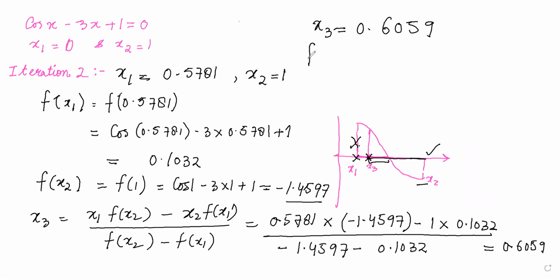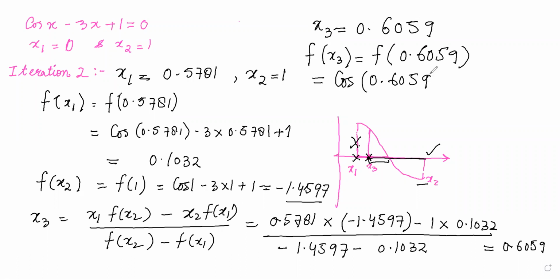Now let's see what f of x3 is. Our f of x3 is f of 0.6059, which is equal to cos of 0.6059 minus 3 into 0.6059 plus 1. That is equal to 0.0043. It's again positive, so it's again greater than 0. Okay, so return back to your graph.